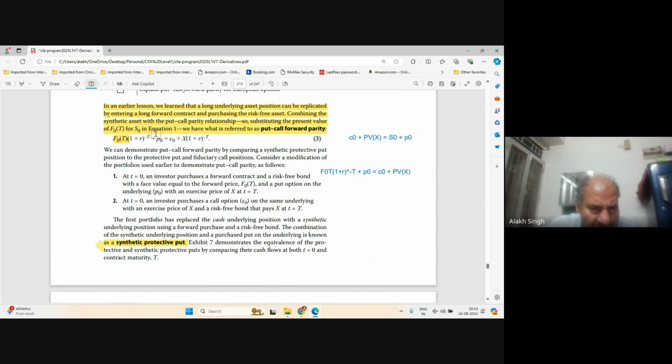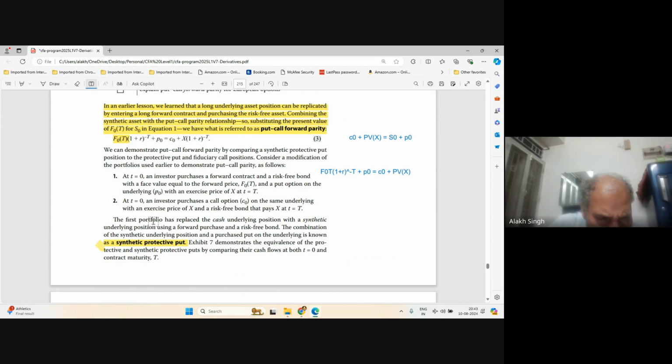F0T times (1 plus R) to the minus T plus P0 is equal to C0 plus X times (1 plus R) to the power minus T, which is PVX. So nothing great, very easy. Now, what is called synthetic put?